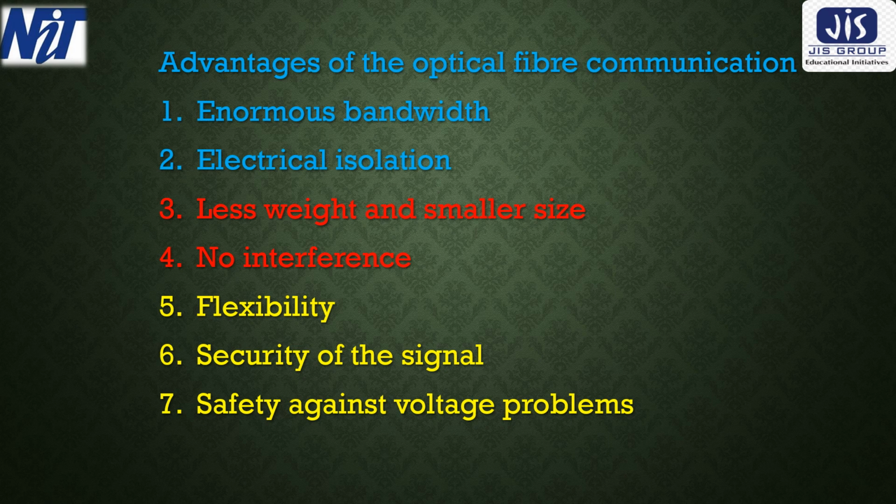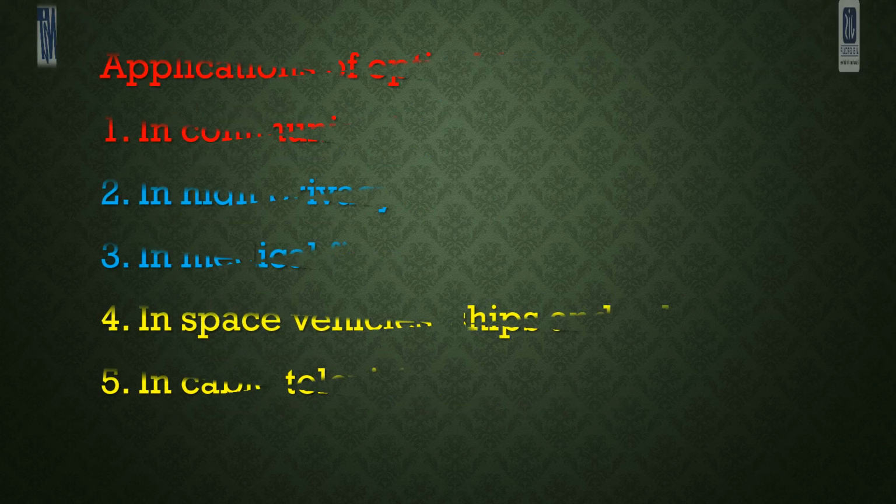Because of its less weight and small size, it is highly suited for aeronautical and space applications, because weight is less as well as size is small. The signal is well protected and privacy is maintained in the optical communication. It is highly flexible, because glass fibers are used, so it is highly flexible. There is no rigidness in there. It is also protected from any voltage or any type of electrical problem.